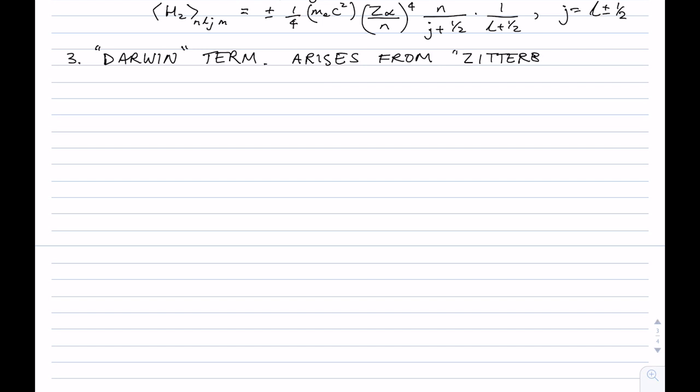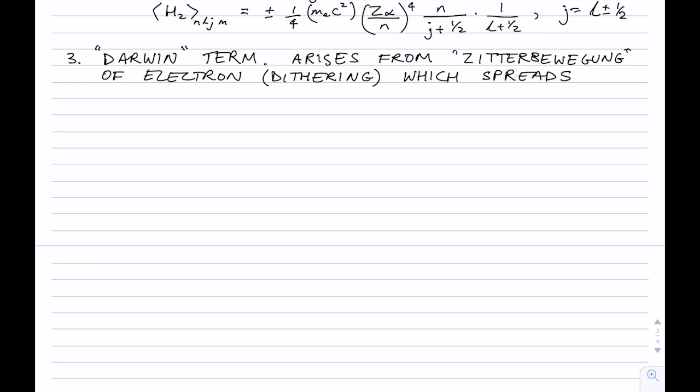The Germans got there first. Zitterbewegung of the electron. Zitterbewegung just means dithering. Also, sometimes like spreads. So some people call it the jittering of the electron. If we're lucky, we'll get there in this course.